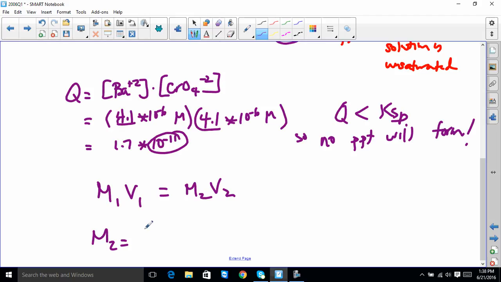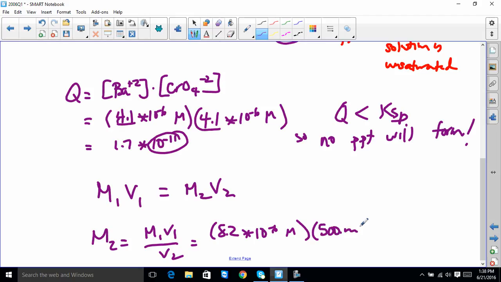So then M2 is equal to M1 V1 over V2. And so this was 8.2 times 10 to the negative 6 molar. And then this was 500 milliliters. And this was 1,000 milliliters. And when you do that, you get 4.1 times 10 to the negative 6.